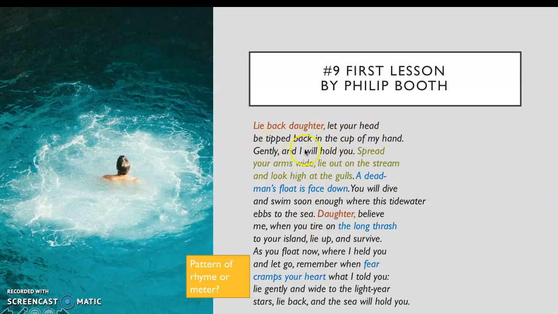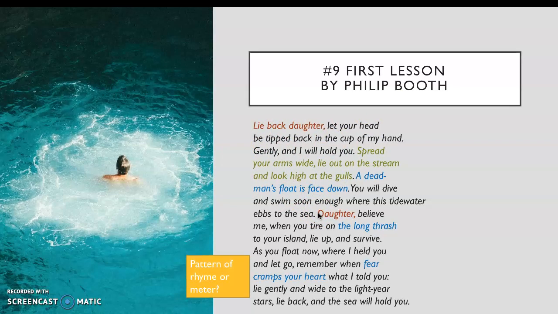You got to float on your back. If you remember learning how to swim, probably someone held you under your back, or maybe let your head rest in their hand, like he's saying. You have to spread out your arms. You learn to float face down in a dead man's float. And then you learn to dive and swim. But right here, we've got a change going on.